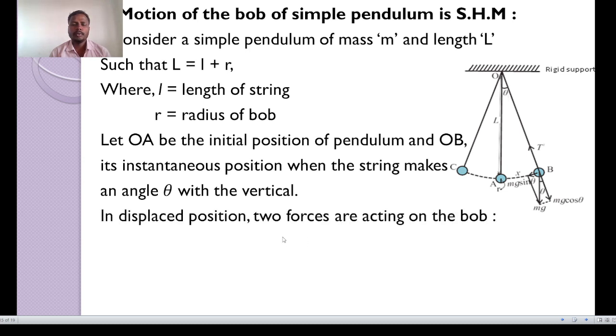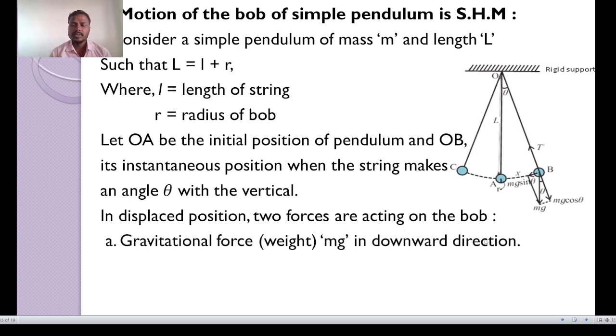In the displaced position, two forces are acting on the bob. The first is the gravitational force, that is the weight, in a downward direction. And the second force is the tension in the string, not exactly upward, but toward the point of suspension on the rigid support.